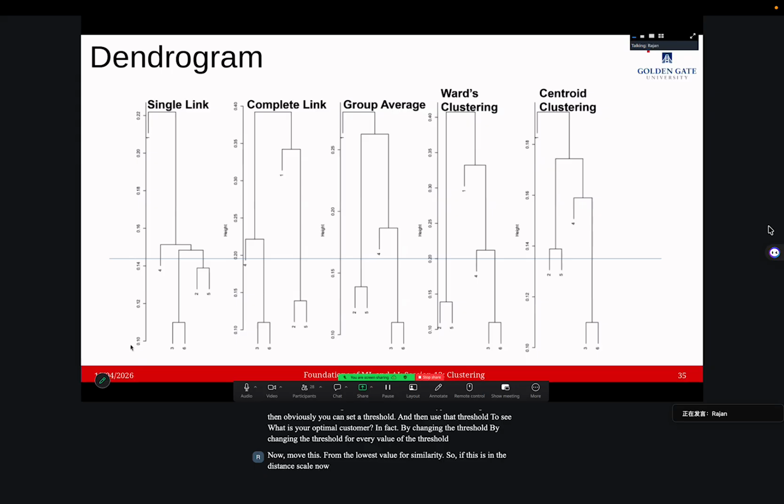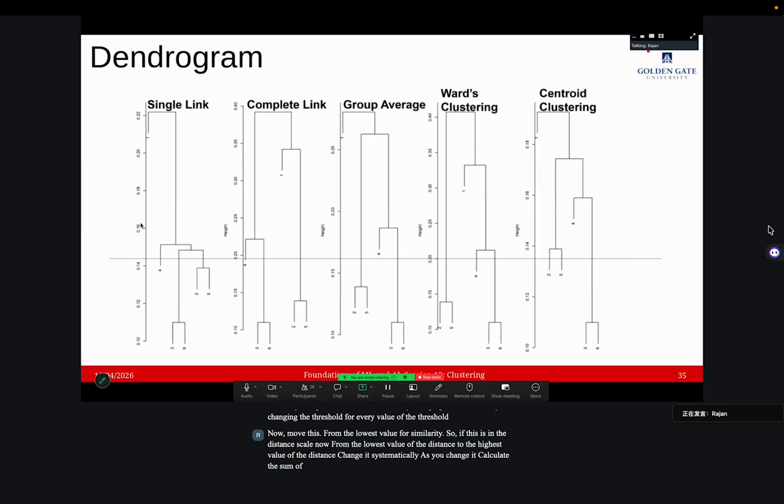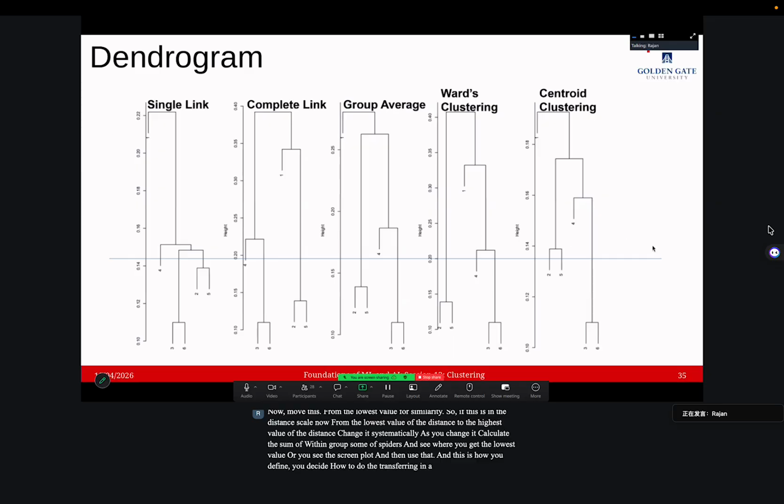From the lowest value of the distance to the highest value of the distance, you change it systematically. As you change it, calculate the within-group sum of squared errors and see where you get the lowest value, or look at the scree plot and use that. Okay, and this is how you decide how to do the clustering in hierarchical agglomerative clustering.